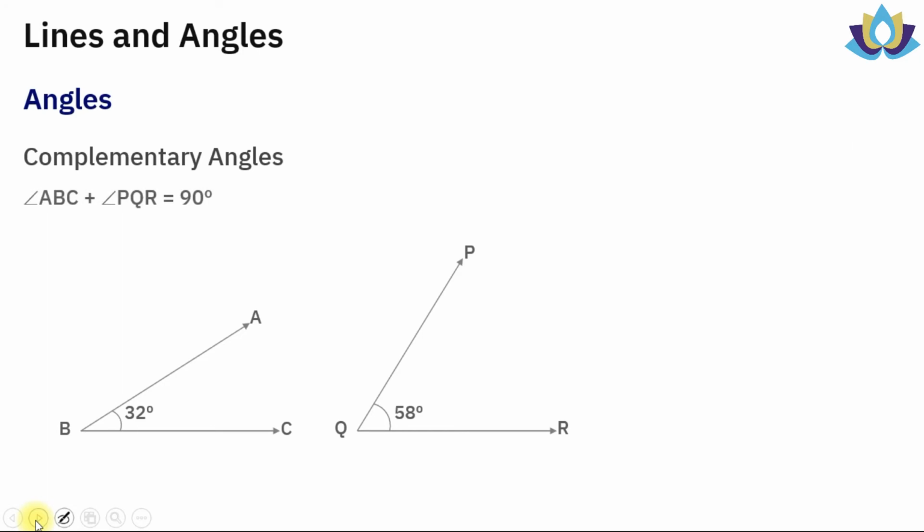Let's see complementary angle. The way we have a term supplementary angle, we have one more term called complementary angle. And I believe some of you must be knowing this. In case you have forgotten, what is complementary angle? Let's discuss that. So if I have an angle ABC which is 32 degrees, and one more angle PQR which is 58 degrees, and if you add these measurements, that is going to be a total of 90 degrees. So when the total measurement of any two angles is 90 degrees, then it is called a complementary pair of angles.